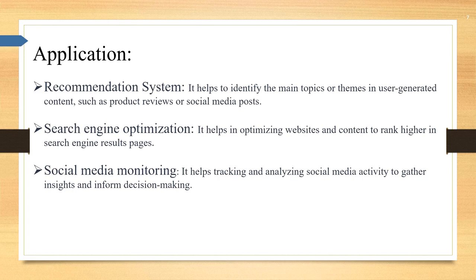The second one is search engine optimization. It basically helps in optimizing websites and content to rank higher in search engine result pages. The basic example of this application is that whenever we search anything on Google, the results that we get come in a particular order, and that order is determined by the topic identification system. The website or result matching most with a particular topic will be given number one precedence and so on. And that is where topic identification comes into the picture.